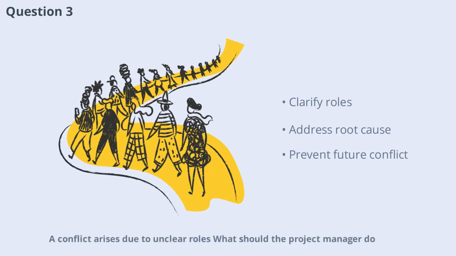A conflict arises due to unclear roles. What should the project manager do? A. Assign blame. B. Clarify roles and responsibilities. C. Ignore the issue. D. Replace team members. Explanation. The correct answer is B. Clarifying roles and responsibilities addresses the root cause and helps prevent future conflicts.